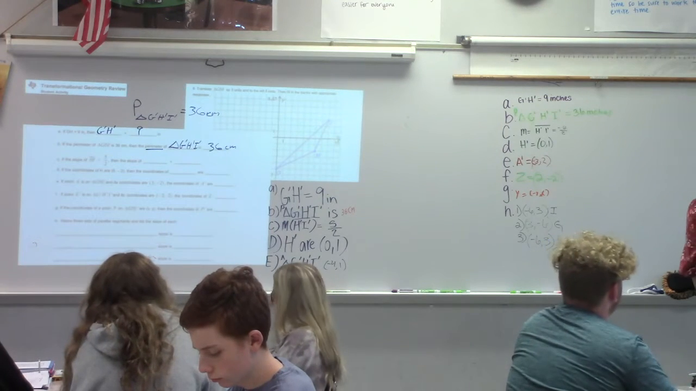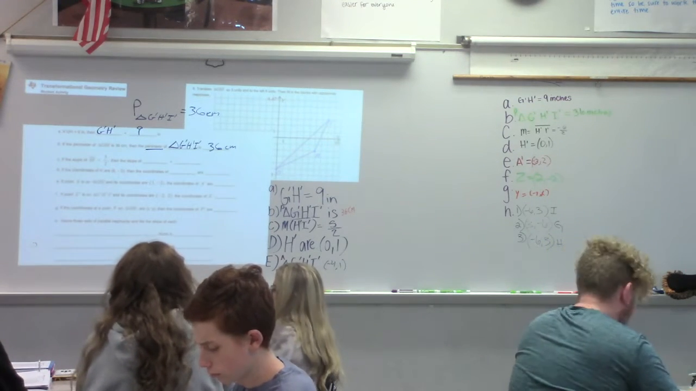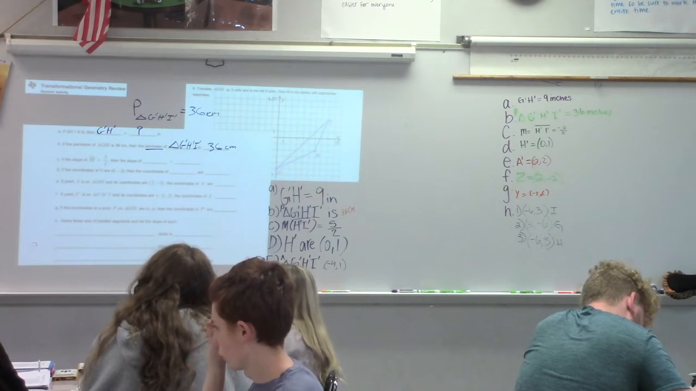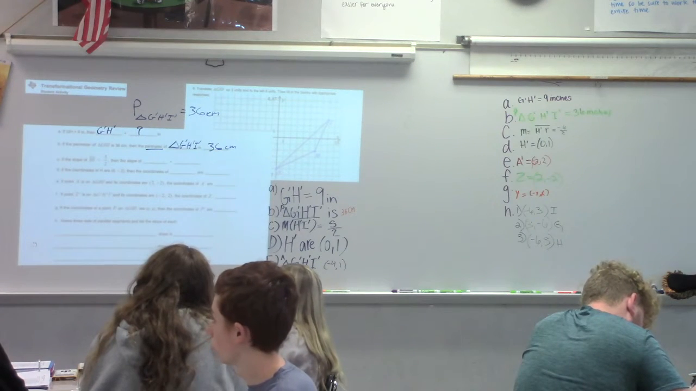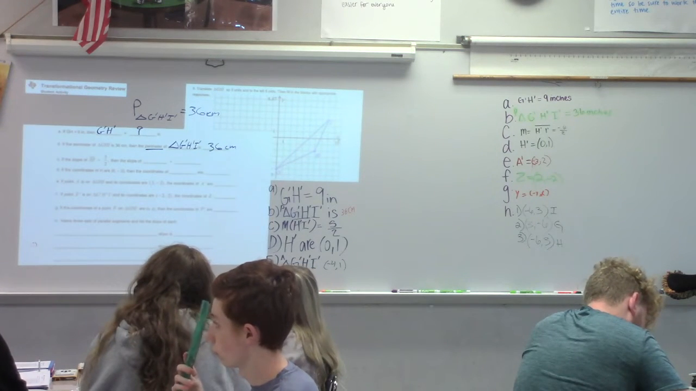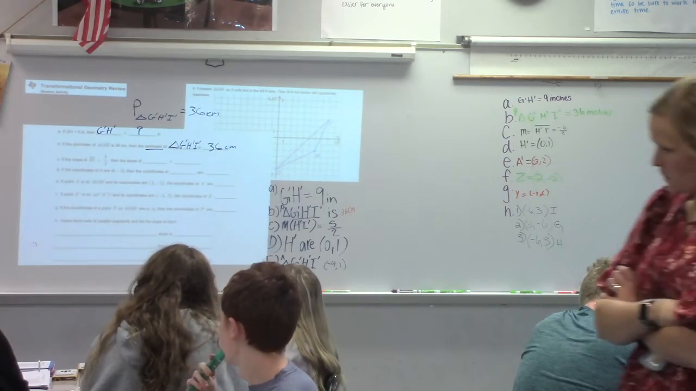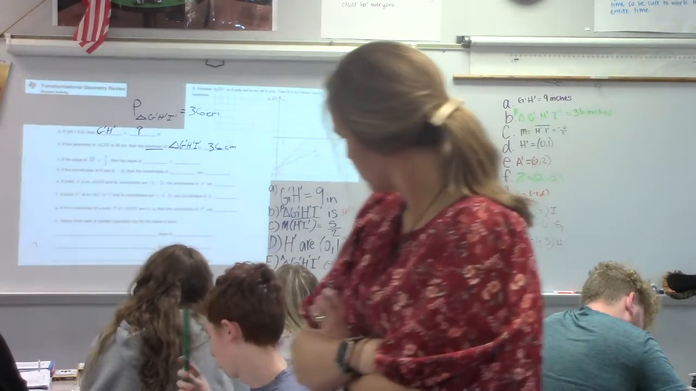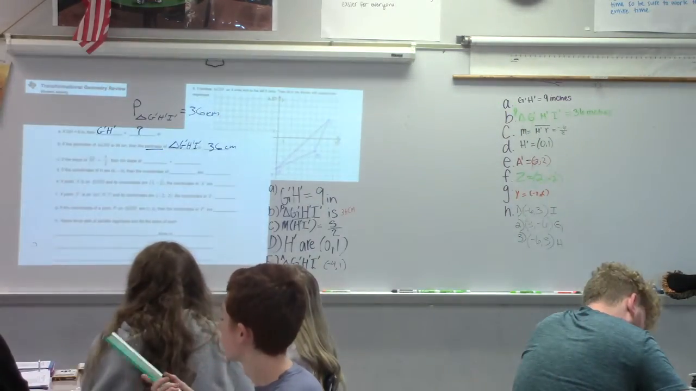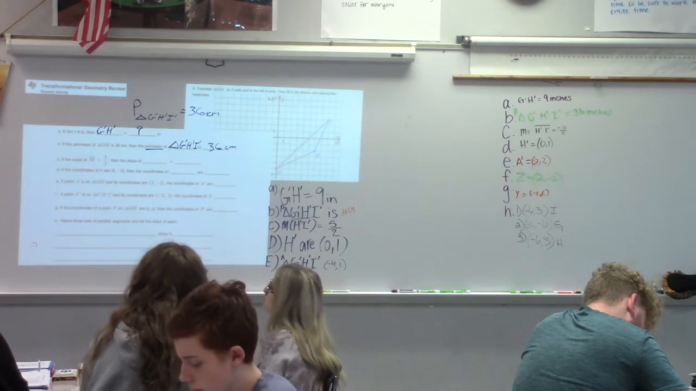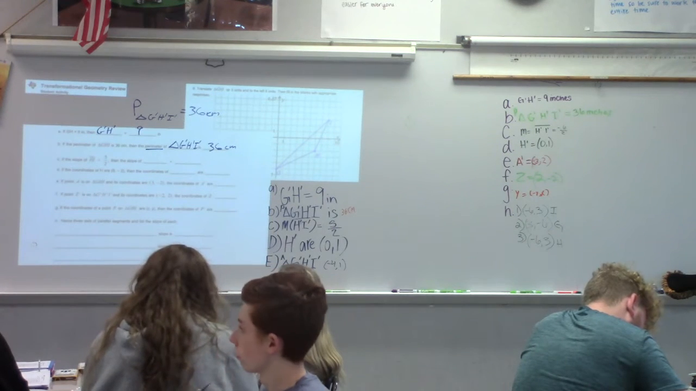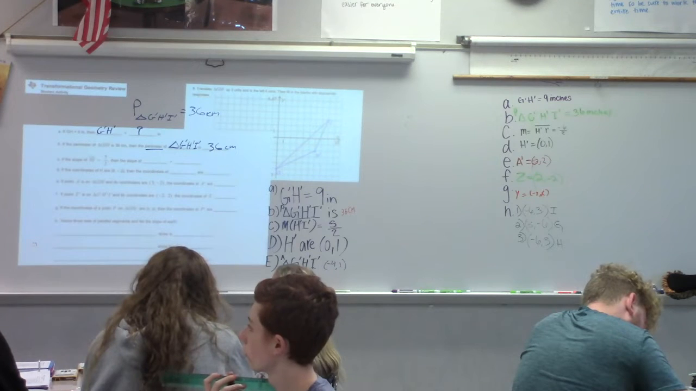I want to point this out. Did any of you actually measure those lengths to determine that statement? No? So how did you know the length of G prime H prime, and the perimeter of G prime H prime I prime? Since it was a reflection, the perimeter stayed the same.